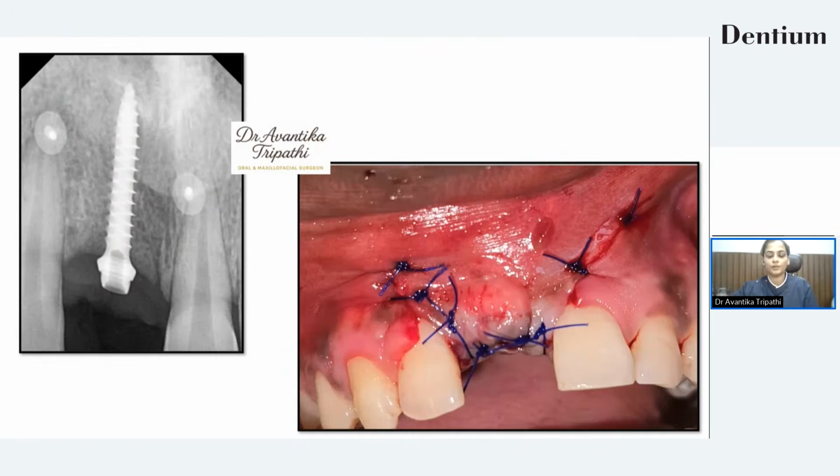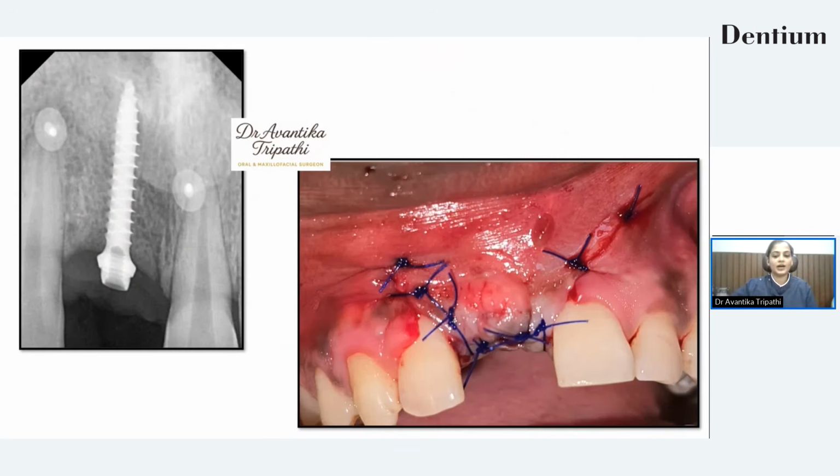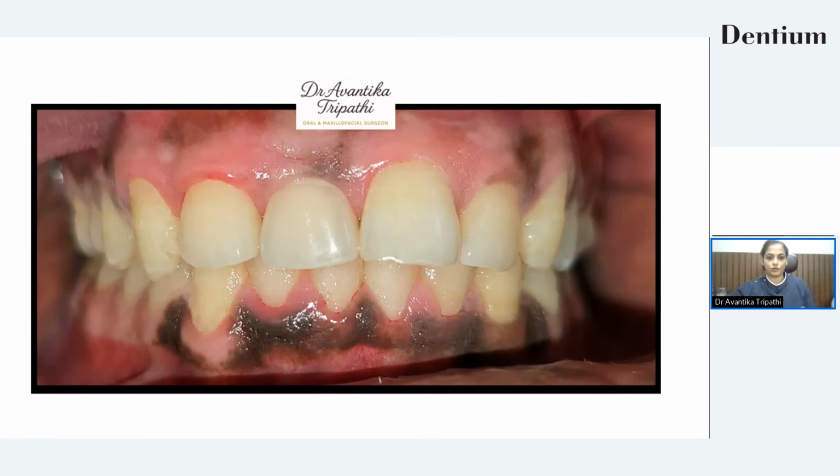Then I sutured it back. So instead of doing a very extensive surgery of extracting a cortical plate from the symphysis region, placing it, stabilizing it with screws, and then increasing the buccolingual width of the maxillary anterior region, I placed a very thin diameter implant and bulked it up with a very minimum amount of bone. Then I completed my surgery and loaded it also within 2.5 months. So this is the final crown of the patient.